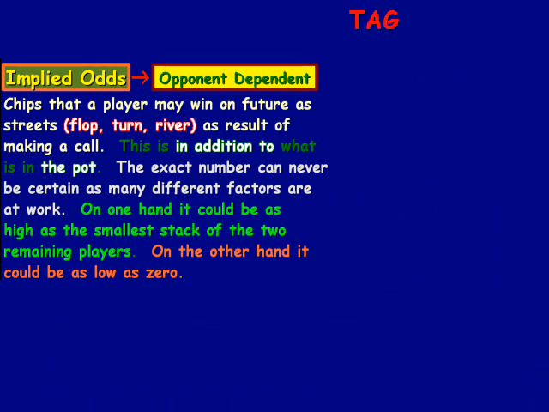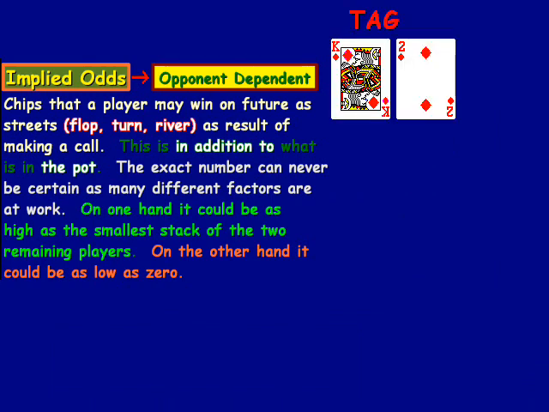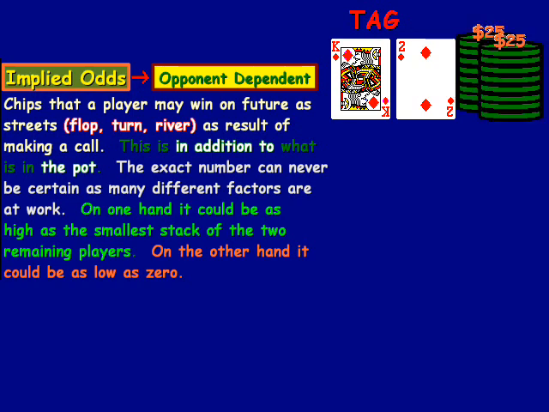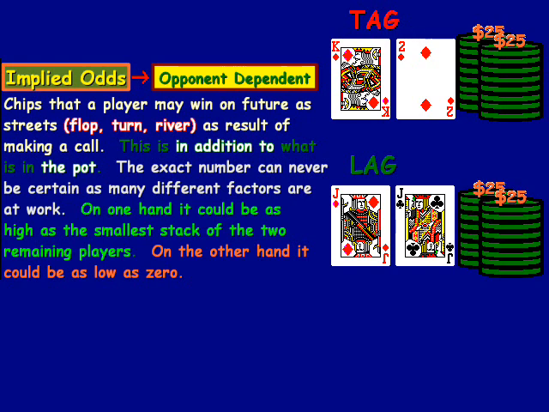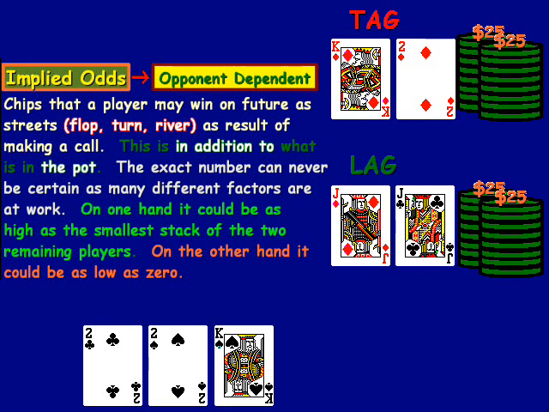Here there is a tag, and the tag has King-Deuce, and the tag limps in on the button. The tag has 400 behind. Now a lag has limped in earlier with Jacks. For some reason the lag didn't raise, and the lag also has a $400 stack behind. Well, the flop comes Deuce, Deuce, King, and the lag checks. The tag decides, well, there's $10 in the pot. Okay, tag decides to bet and try to get some money in the pot, so the tag bets 5. Everybody folds except for the lag. The lag decides to call 5.